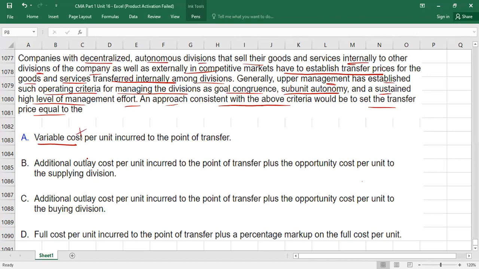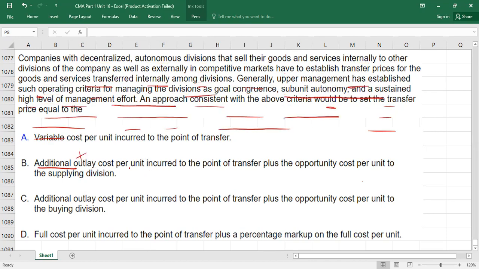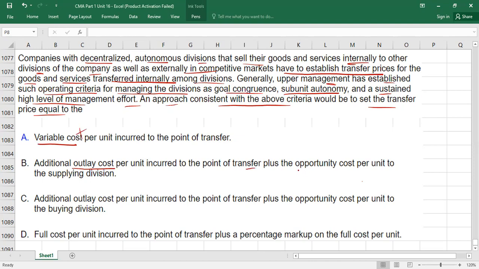Variable cost per unit? No, it is not suitable because he has an open market to sell also. So market price is closer, right? But let's have a look. Additional outlay cost per unit incurred to the point of transfer plus opportunity cost per unit to the supplying division. What do you think? They are saying additional outlay cost, you can say incremental cost, plus opportunity cost. Okay, let's have a look. Additional outlay cost per unit incurred to the point of transfer plus opportunity cost per unit to the buying division.